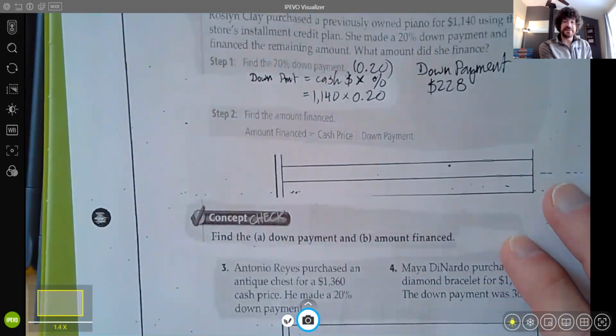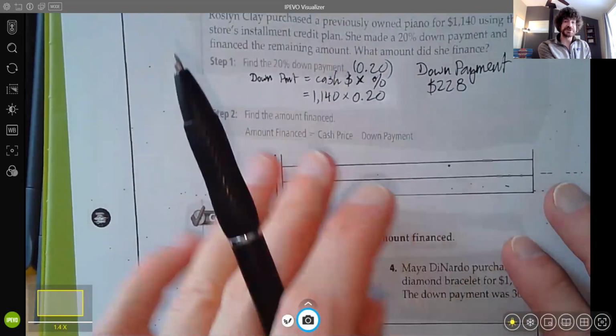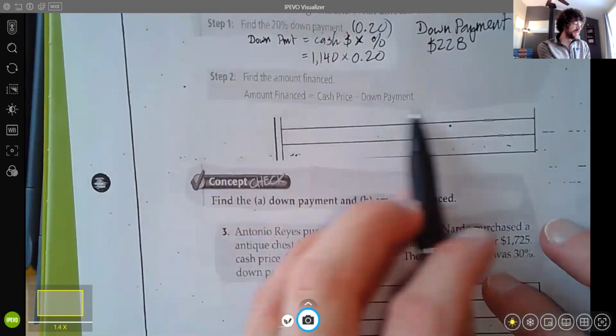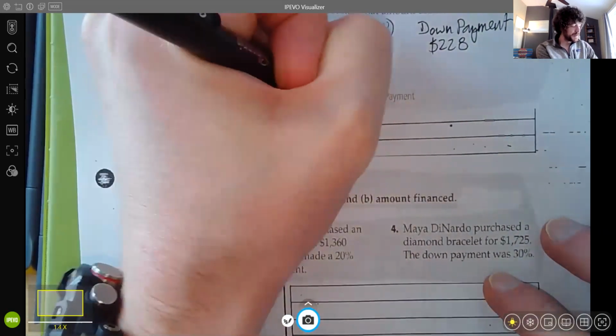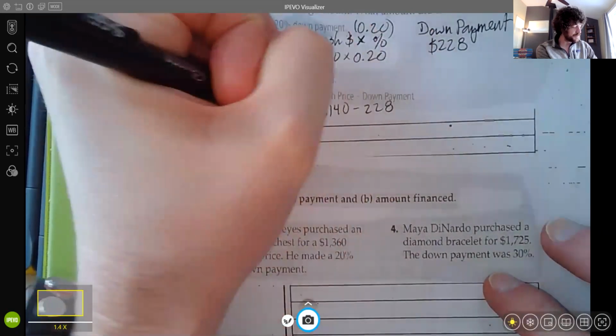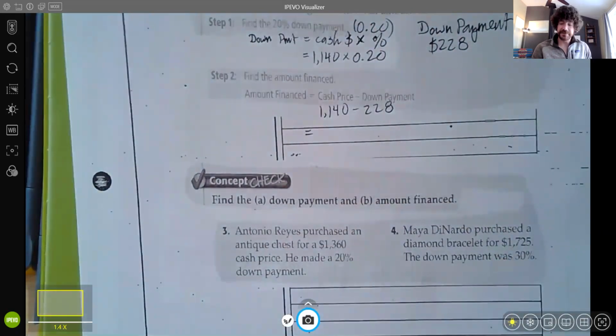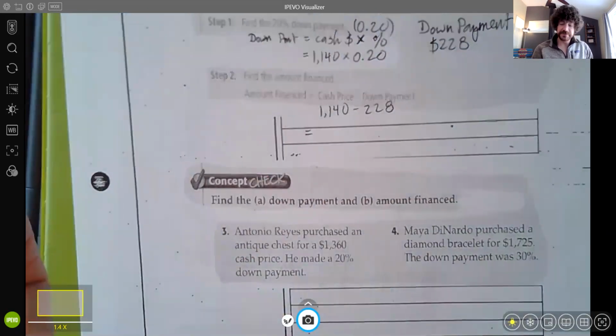And so now we just take that value. Now that we have the amount, we're just going to throw that into the amount financed formula. So we're going to have cash price 1,140 minus the down payment of 228, which gives us an amount financed of $912.